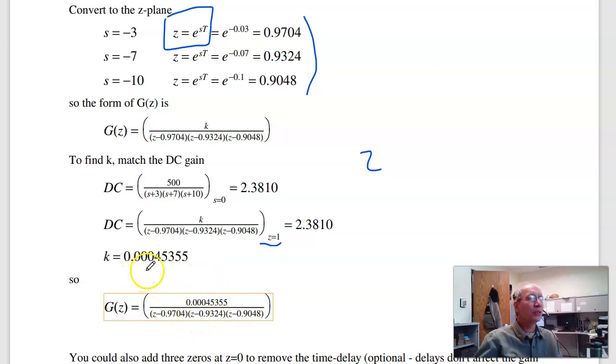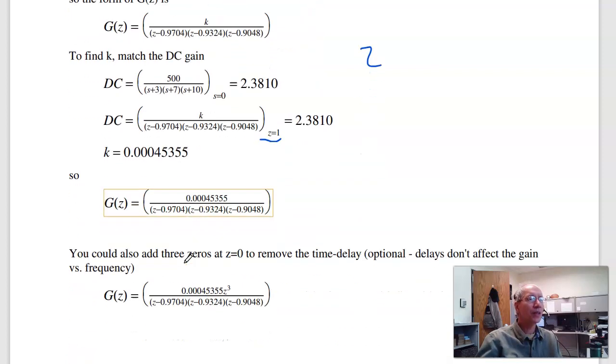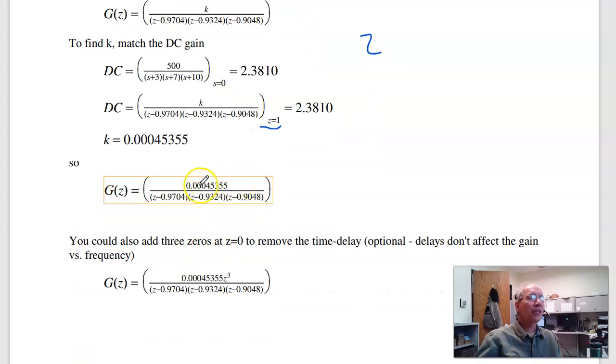What the number 0.00045 means is that in one sample, the output changes only by 0.00045. Not a lot, but over a bunch of samples, a bunch of 10 milliseconds, it will change. Optionally, with this filter, I've got 3 poles, no zeros, so this actually has a delay of 3. Sometimes they'll add a z cubed in the numerator, so this filter just doesn't have that delay in it. A delay doesn't affect gain, so either one's valid.